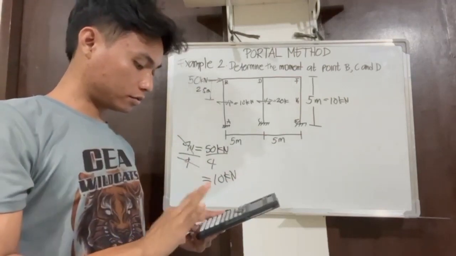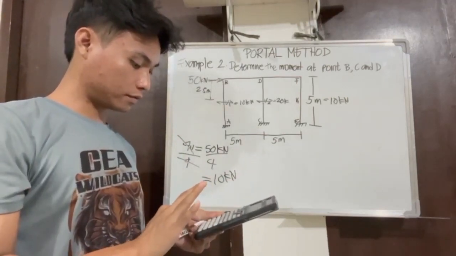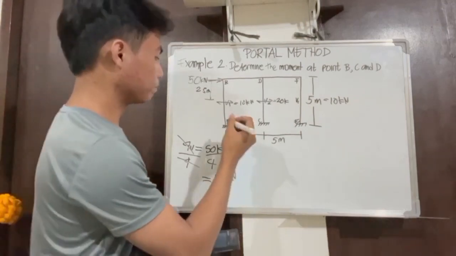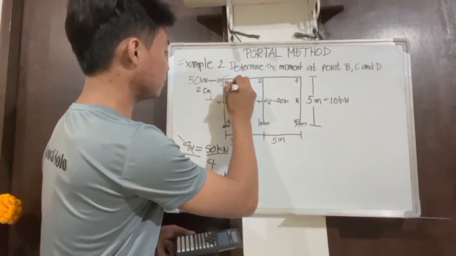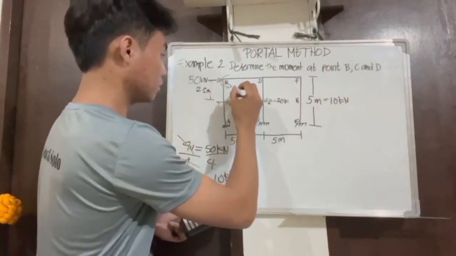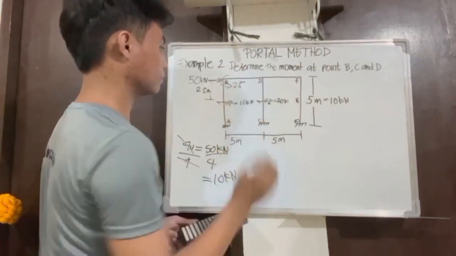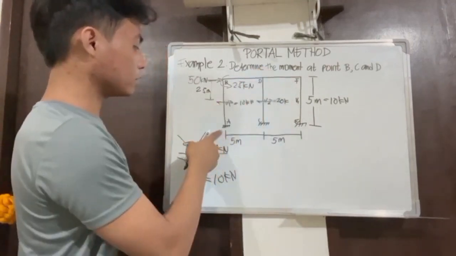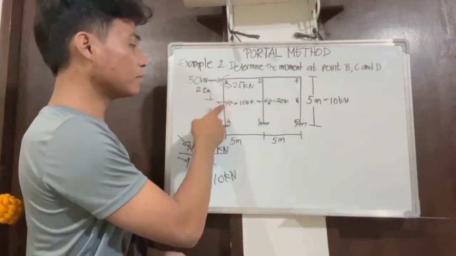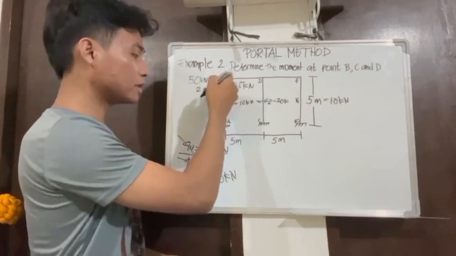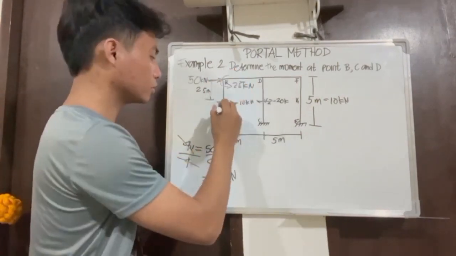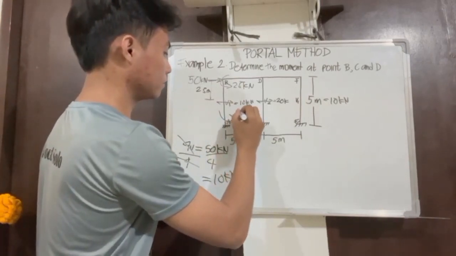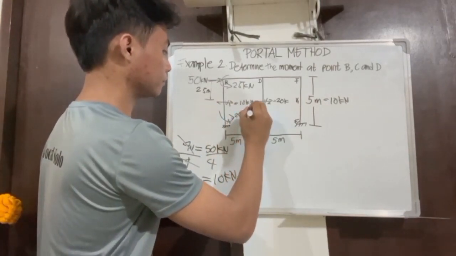10 kilonewton times 2.5. We have moment here is 25 kilonewton. So kani diri sa ubos sa A is same raman silag distance, pareha raman silag tuyok, same lang gihapon sila og value, 25 kilonewton.